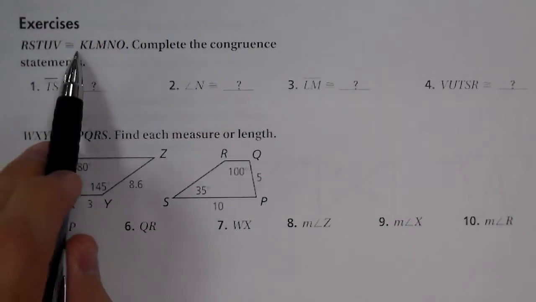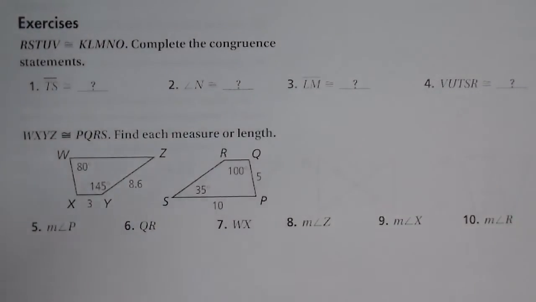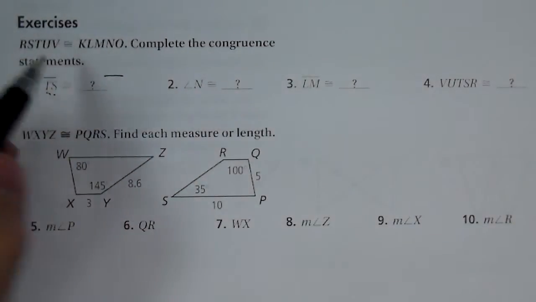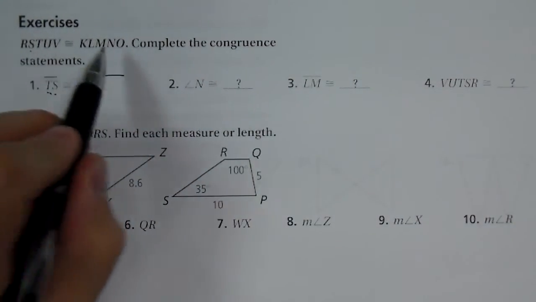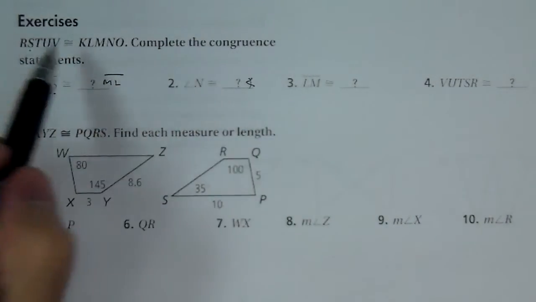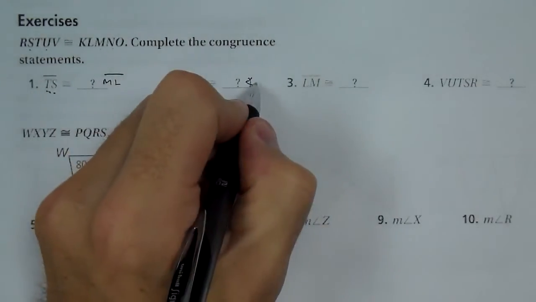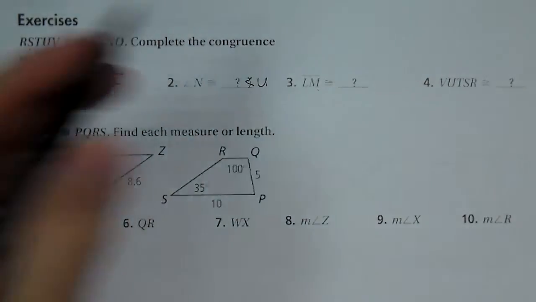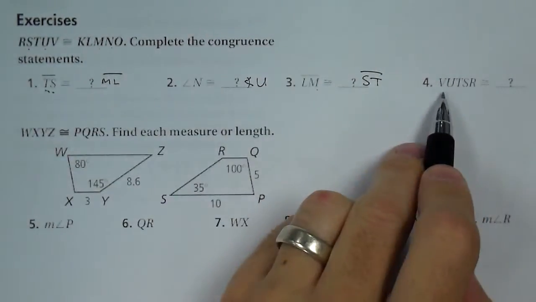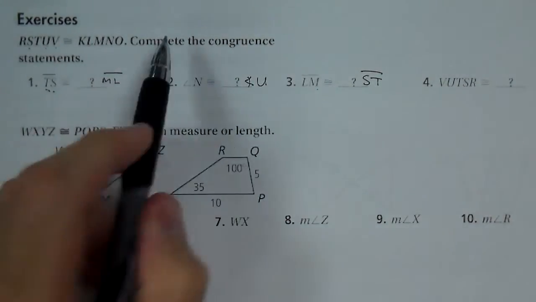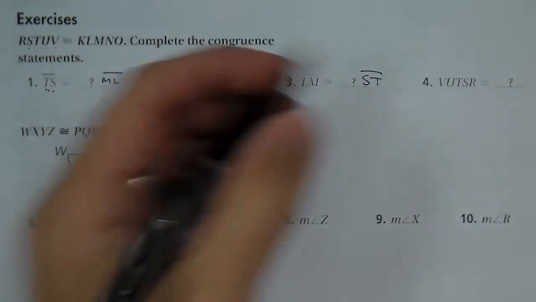I have RSTUV, KLMNO. They're five-sided objects. I'm not even going to draw them. I'm just going to look at the names to see if they can help me identify the corresponding parts. So if I look at the first one, TS is a segment, so I know I'm looking for a segment. TS is the third and second letter, so I'm going to go third and second and call it ML. Angle N is going to be corresponding to the fourth letter over here, which is angle U. And then LM is second, third, so I'm going to go ST. And then VUTSR, looks like I start VUTSR and just go in reverse order, so it's going to go ONMLK.